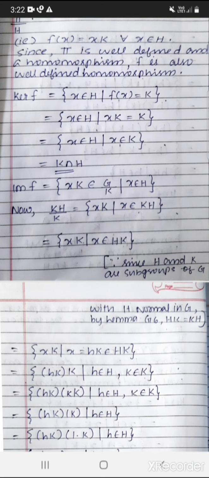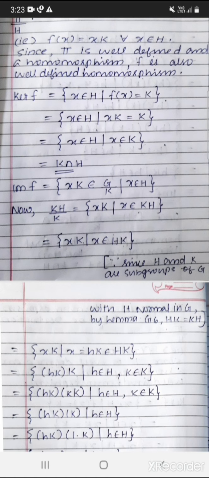Now we define the image of f, which is equal to the set of all xk which belongs to the factor group G by K, where x belongs to H. So we need to prove that H by K intersection H is isomorphic to KH by K. For that we took the element KH by K, which is defined as the set of all xk with x belongs to KH. We know that H and K are subgroups of G.